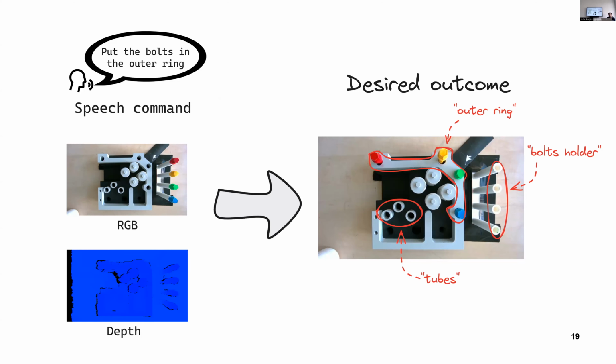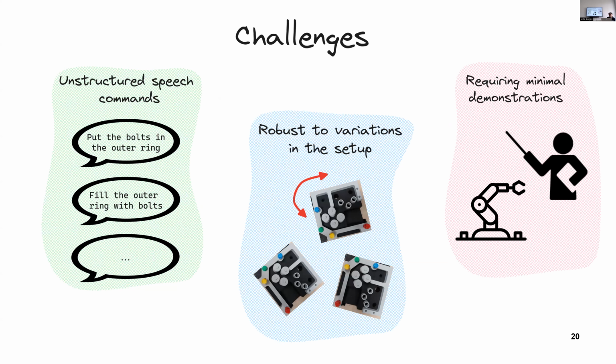There are a few challenges in this task. One of them is the unstructured speech that I mentioned. Ideally, we would like the human to be able to just speak naturally, not with a certain language format, so they could command the same task in different ways. We would also like this method to be robust to variations in the setup. So when we change the lighting conditions or change the orientation of this diesel engine, it should still be able to work. And we would like to learn from as few demonstrations as possible.